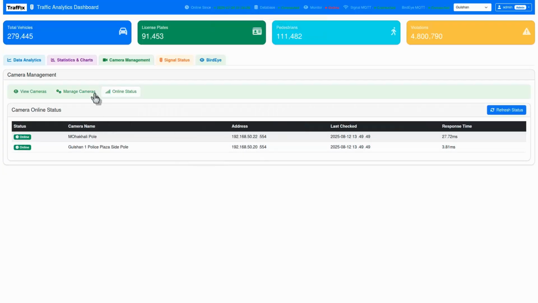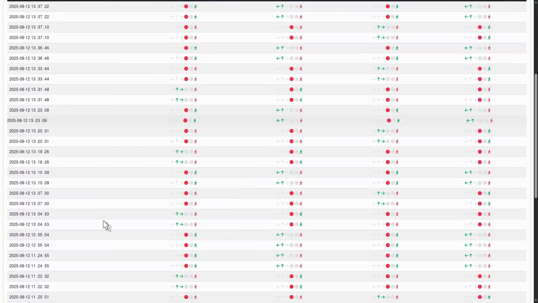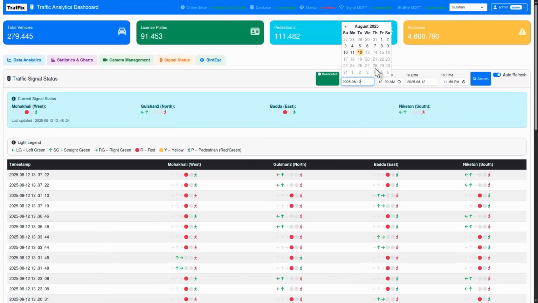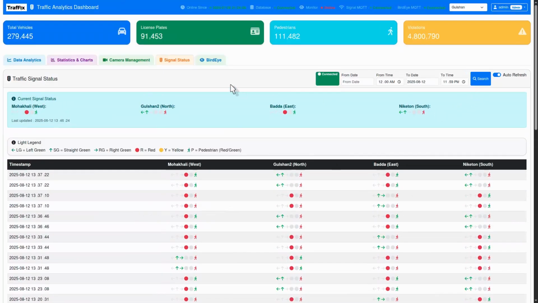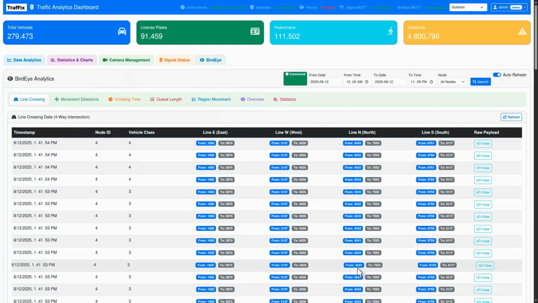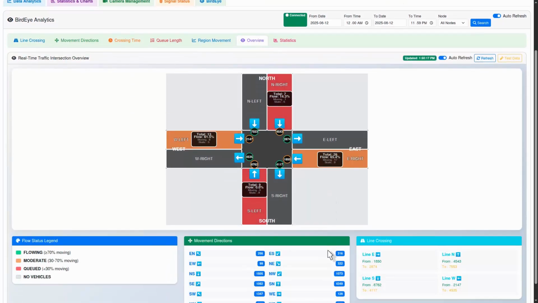We can also see the online status of the cameras. Now here comes the signal status. The traffic signal, we can see the live traffic signal and the log of the signals, at what time which traffic signal was active, at which direction.